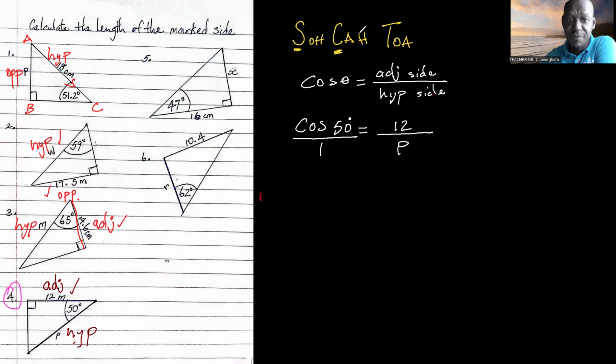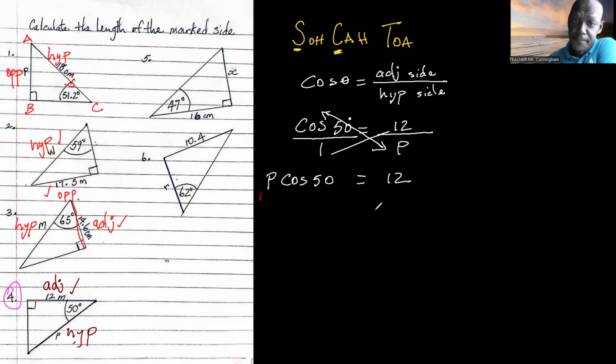So who is going to work that for me? Harrison, go ahead. We do 1 times 12. No, don't do that side yet. Do the unknown side first. So P cos 50 is equal to 1 times 12, right? So go ahead, Harrison.